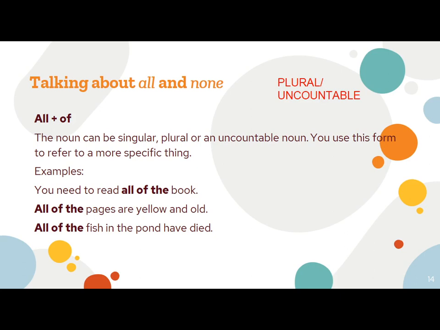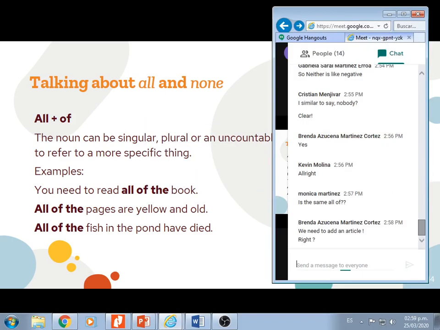You need to read all of the book. So you're more specific. All of the book. That means the book completely. All of the pages are yellow. All of the pages. So that means you're talking about the pages as a whole. And all of the fish, uncountable: all of the fish in the pond have died. In this case, we are going to use "all of" to be a little bit more specific. And if you want to talk about something more general, you better use all.